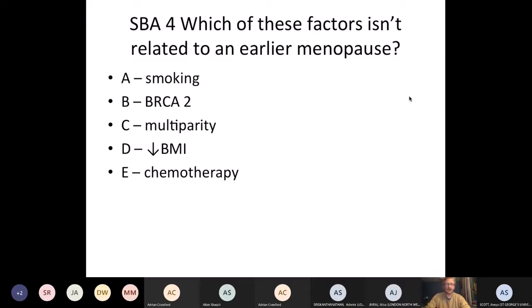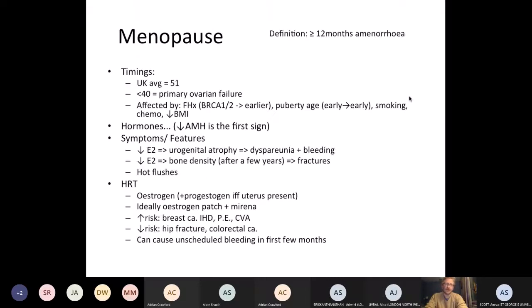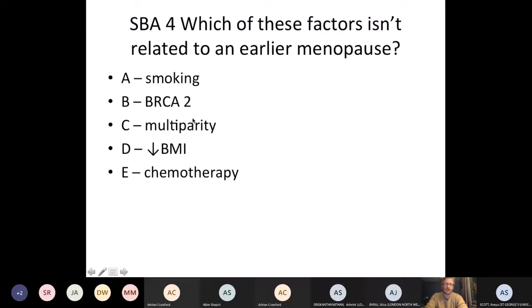Okay, so I think the answer to this is... oh, sorry, no, multiparity. Sorry, low BMI is related to an earlier menopause, and multiparity is not. I think if anything, nulliparity is, but I don't think multiparity is associated in any way with an earlier menopause.